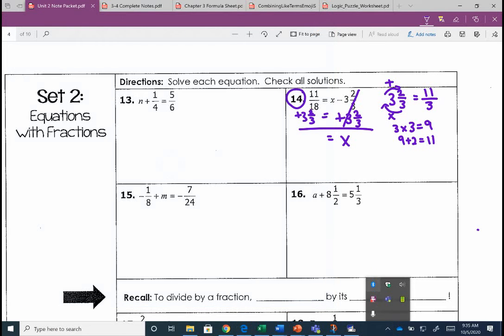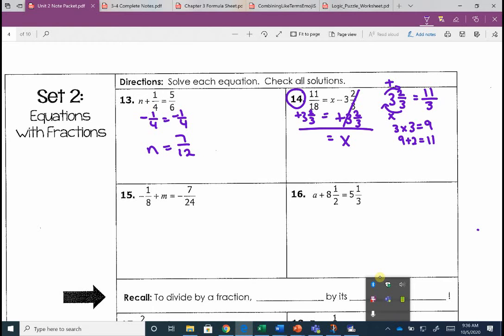So if we go through, we do a quick check for 13, 15, and 16. To undo addition, we're going to use subtraction. So we have 5/6 minus 1/4. And we get that n equals 7/12.